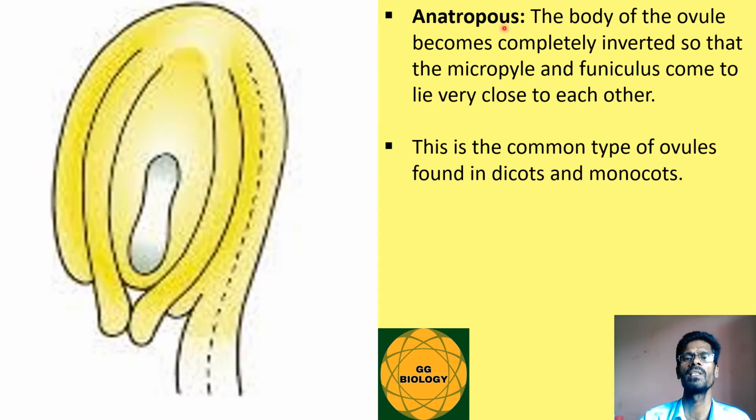The second type is anatropous, whereby the body of the ovule becomes completely inverted. The ovule becomes inverted, and the micropyle and the funicle lie very close with each other. This is common in monocots and dicots.